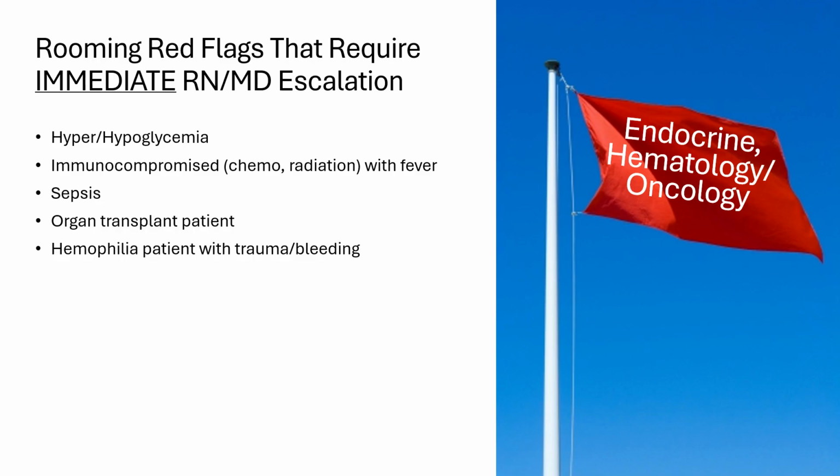And then certainly a hemophilia patient with trauma or bleeding. So hemophilia happens when you don't have appropriate clotting factors. So if you have a patient who's a hemophiliac and they get trauma, and it doesn't even have to be significant trauma, but they start bleeding, they could certainly be bleeding and bleeding and bleeding, and that would be something that we would worry about.